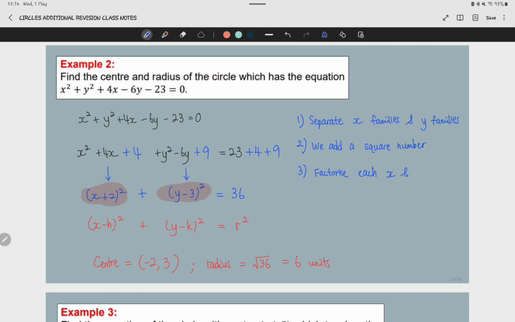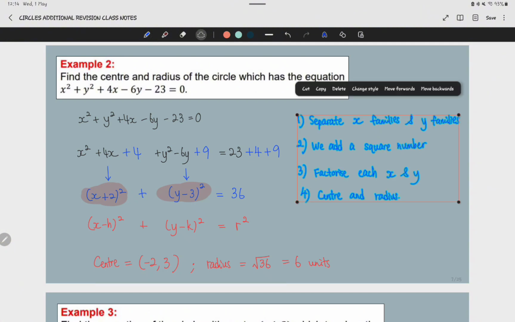Okay, x and your y. And then you can determine your center and your radius. Okay, so these are the general steps that I write here for you.